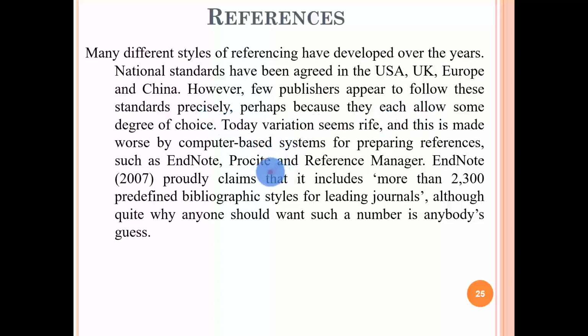Some software, and even web-based software or websites, are being used now for references. I don't want to go into the details, but some of these are EndNote, for example, and Reference Manager, mainly now as a website. Some other AI tools are also now being used to write the references.